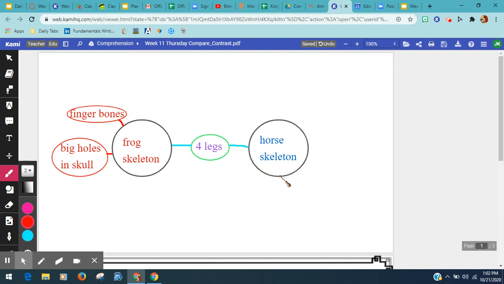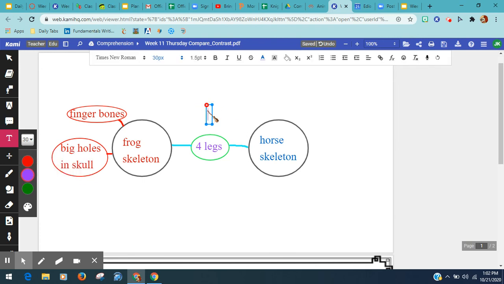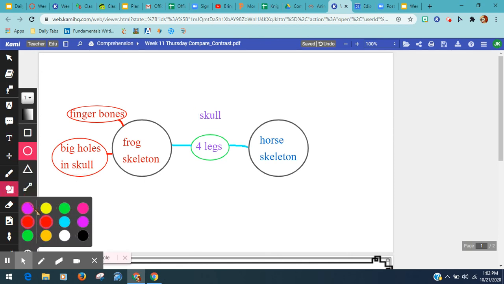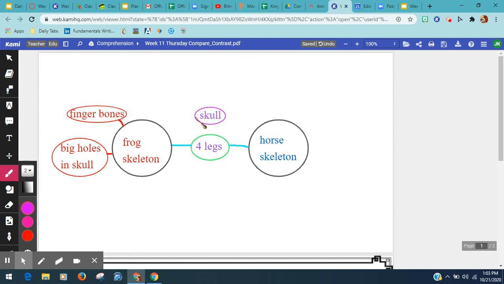Now, the horse did have a skull, didn't it? It just didn't have big holes in the skull. So we could say, right down the middle, that both of the animals had a skull, because that's true. Let's put that in the middle. Both of the animals had a skull. Let's put a bubble around it. And let's go ahead and connect this to the frog and the horse, since it's true for our frog and our horse. They both had a skull. Just the frog's skull had really big holes in it.